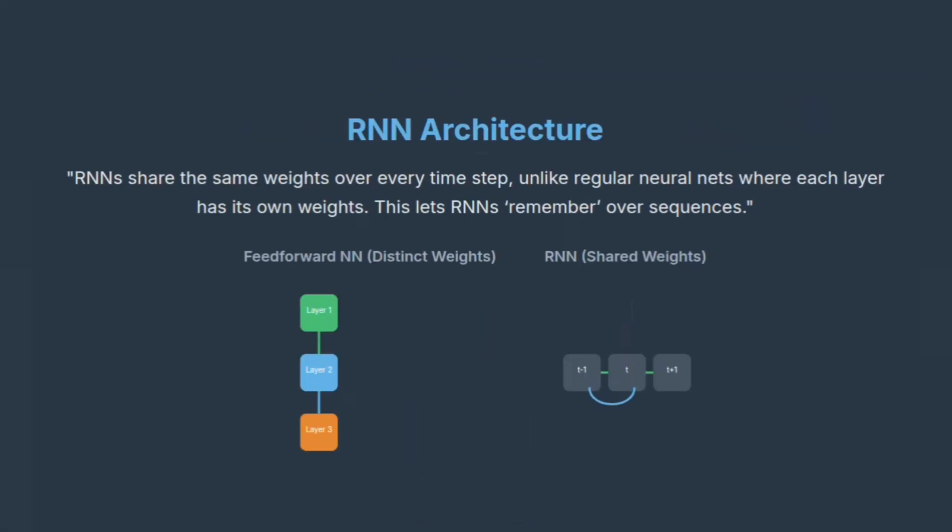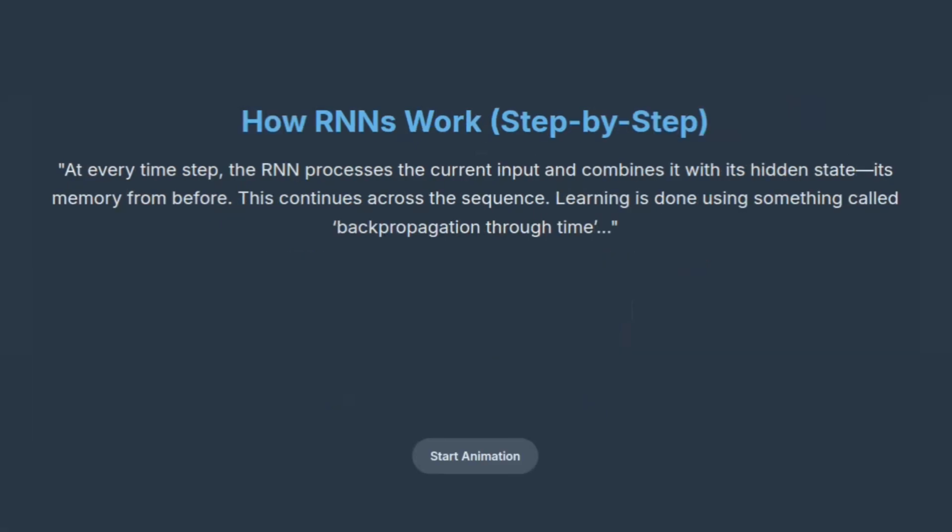Now, let's look at the architecture. A key difference between RNNs and other deep learning networks is that RNNs share the same set of weights across all time steps. In a regular neural network, each layer has its own unique set of weights, but in an RNN, the same weight matrices are applied repeatedly as the sequence is processed. This weight sharing is what allows the RNN to learn generalizable patterns across different positions in a sequence and effectively remember information over time.